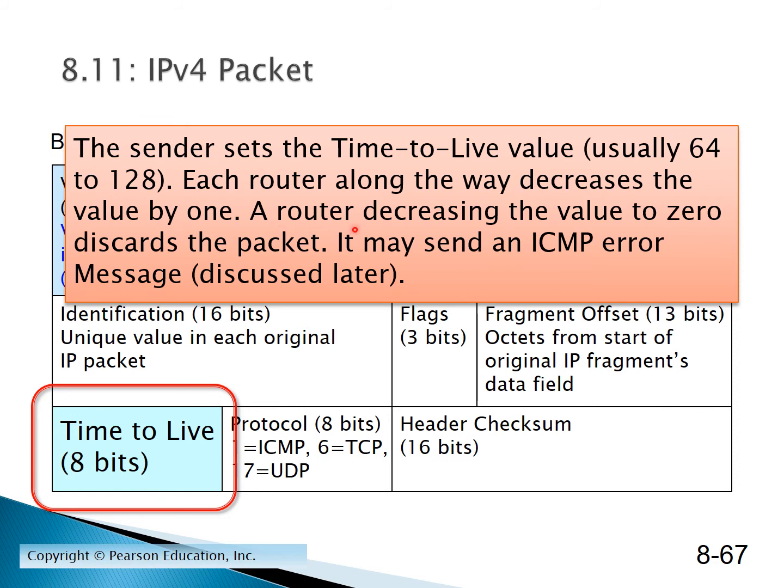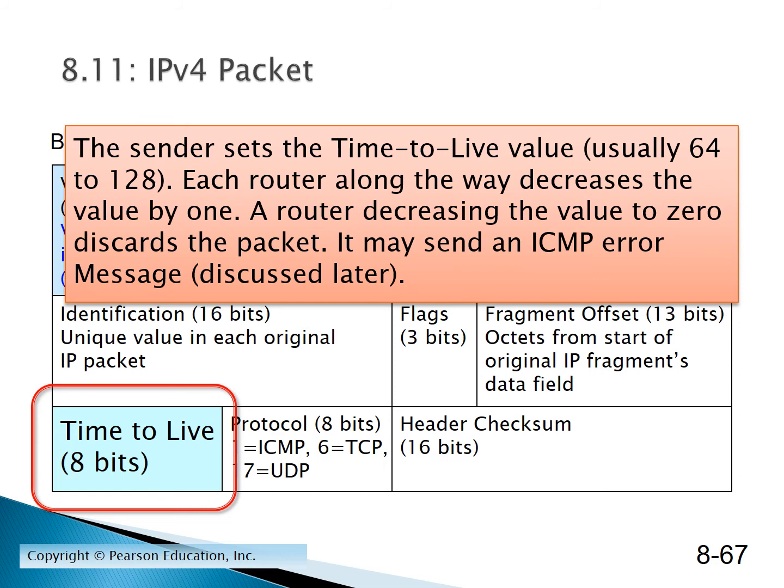And then a router decreasing the value to 0 will discard the packet. Right? So if after 64 hops it is still not arriving at the destination, then this packet will be dropped. It will not live on the network forever. Right? So it may also send an ICMP error message to the sender.